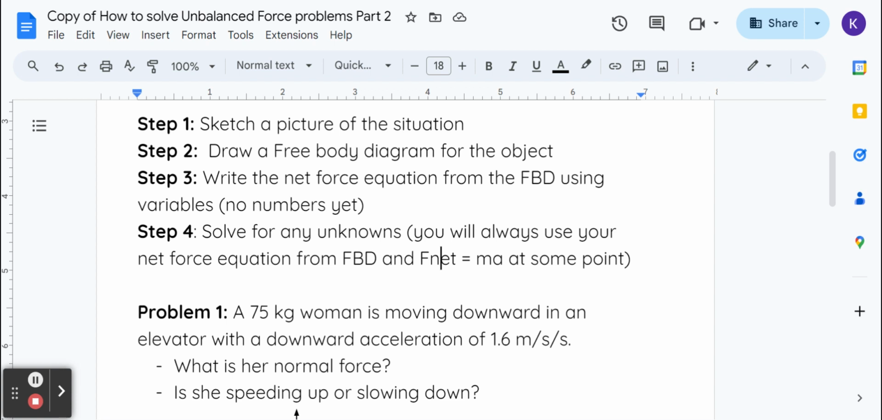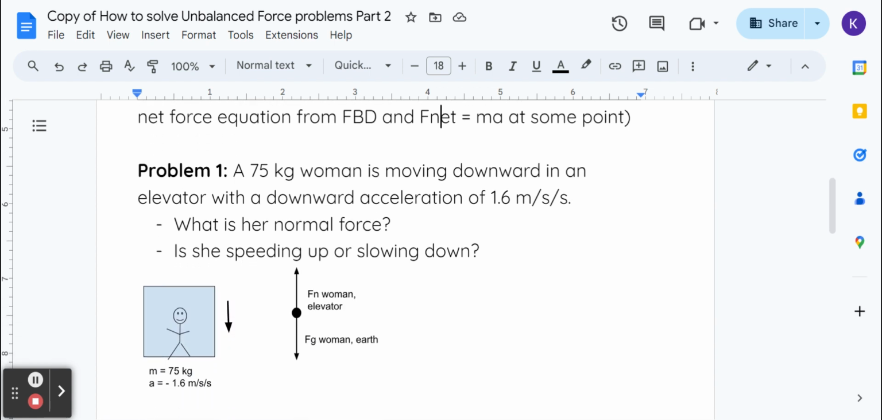So let me give you an example of this. We have an elevator problem with a 75 kilogram woman who is moving downward in an elevator. It's given that the acceleration is downward and it's 1.6 meters per second per second. They want us to solve for her normal force and to say whether she is speeding up or slowing down.